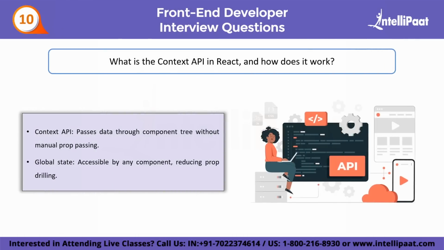Now our next question is, what is the Context API in React and how does it work? The answer to this question is, the Context API in React is a way to share data across components without having to pass props through every level of the component tree. It provides a means for components to access a context's data without explicitly passing it through intermediate components.